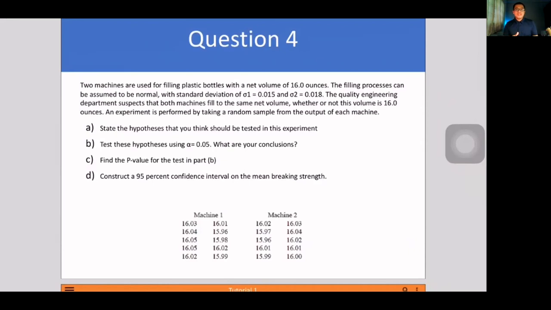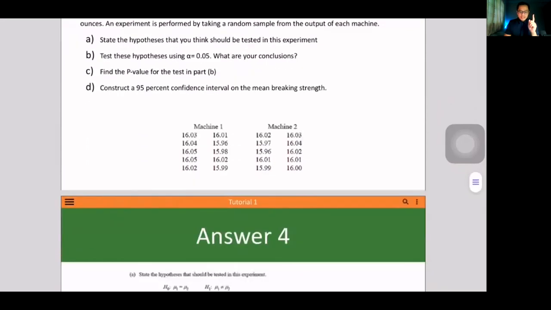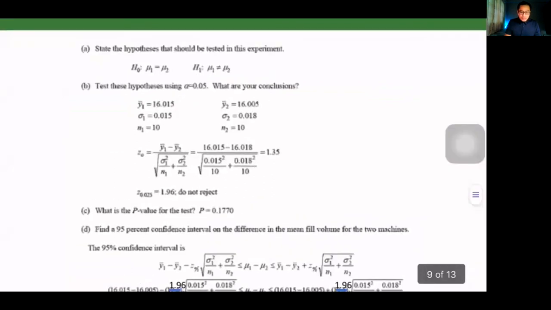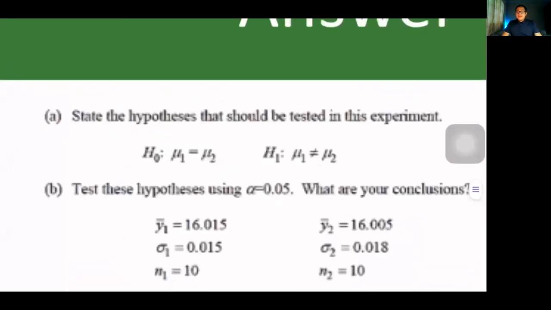An experiment is performed by taking random samples from the output of each machine. And we have machine 1 and machine 2. So from here, you know what the drill is. So what is alpha? Alpha is given, 5%. Now, our hypothesis has changed. No more numbers there. It is mu 1 equals mu 2. Why? Because you have two groups and you don't know which group is in which direction in the distribution chart. That is why you write it this way.